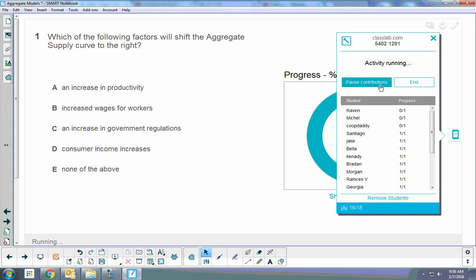Everyone have a good character strong? Everyone make their whoop goals? Whoop.